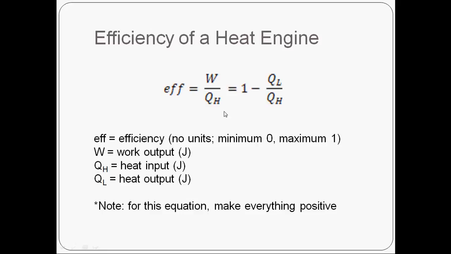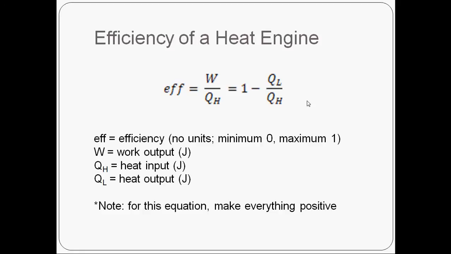Sometimes, though, we won't have the work, but we will know the heat output. If that's the case, then we can also just use this equation. It's the exact same thing, just rearranged. We can use the equation 1 minus the heat output divided by the heat input. Again, as before with calculating the work from a heat engine, just make all the values positive. Don't worry about positives and negatives here.